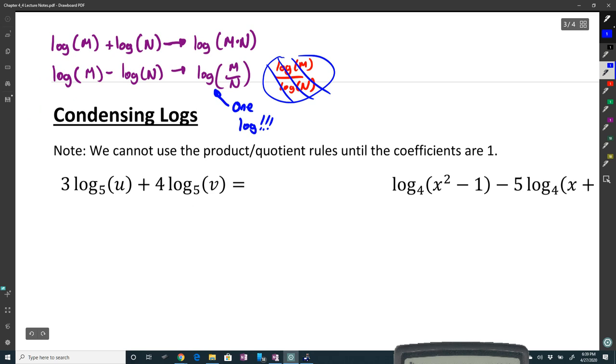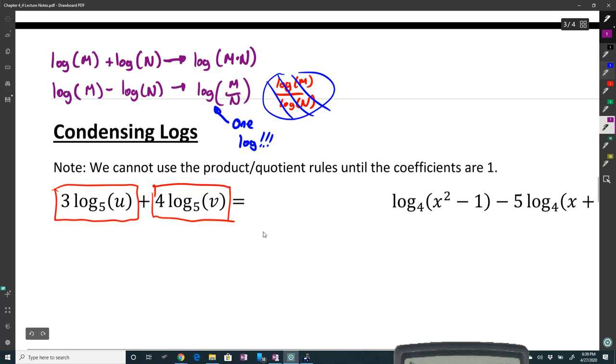So the first one is 3 log base 5 of u plus 4 log base 5 of v. So we're looking at each log separately. I can't draw a box for the life of me. So we have 2 separate things here. And we're going to go backwards.